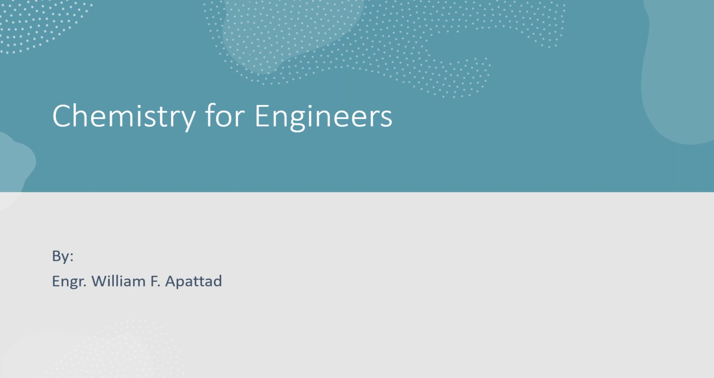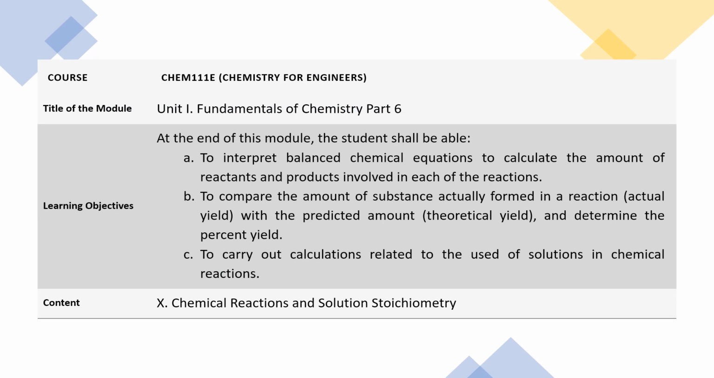Okay, so this is Chemistry for Engineers. This is Unit 1 of Fundamentals of Chemistry, Part 6. This is our last topic for Unit 1.